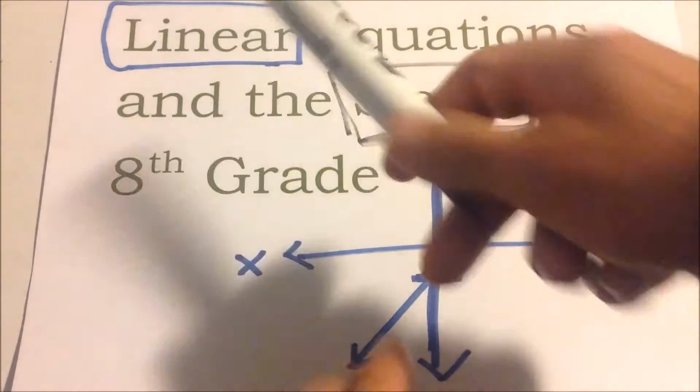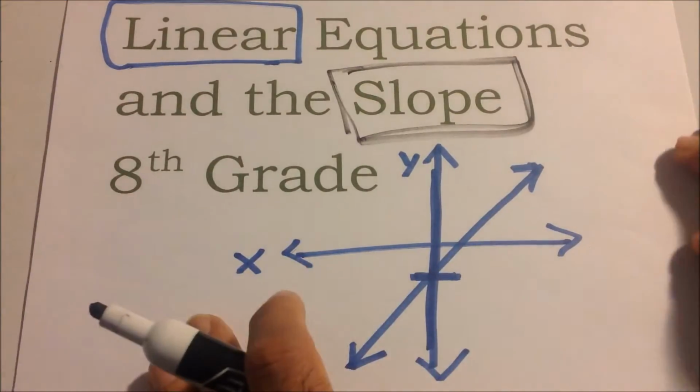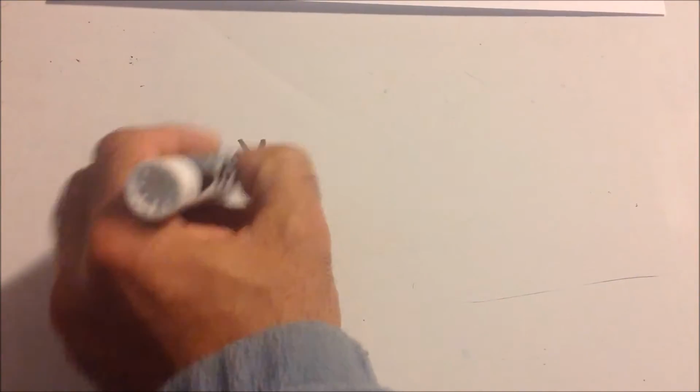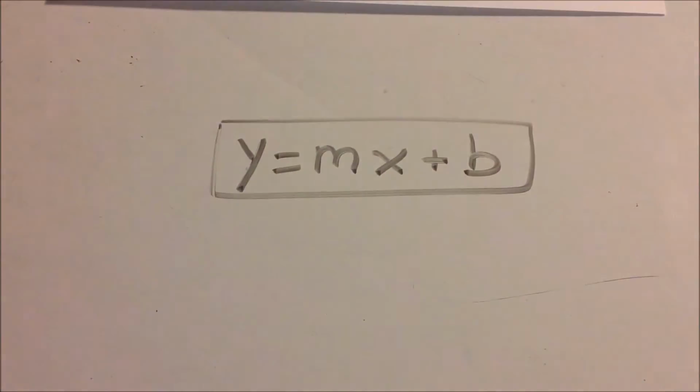And again, linear means straight. So we're going to take a straight line and put it on a graph. That's what linear equations are. Every straight line can be represented by an equation. And here's the equation, and it's called slope-intercept form. So I'll write the equation. This is how we'll write the equation, and we're going to fill in these letters with numbers.